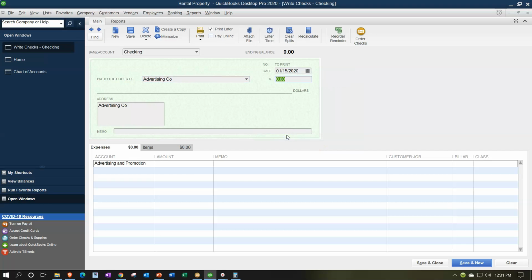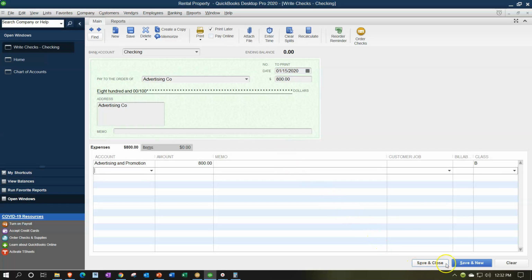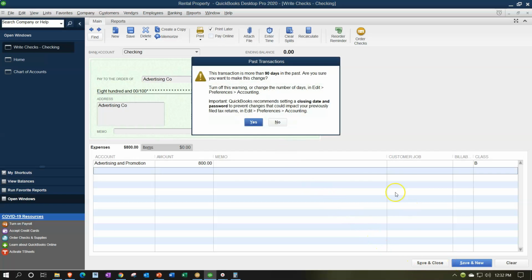Vendor. And this is going to be for, let's say, 800. And then I'm going to put the whole 800 here. I'm going to put the whole thing to business. I don't need to prorate it because I didn't advertise the personal part of the property. So I'm just going to put it all there. And then I'm going to say, let's do another one, save and new.